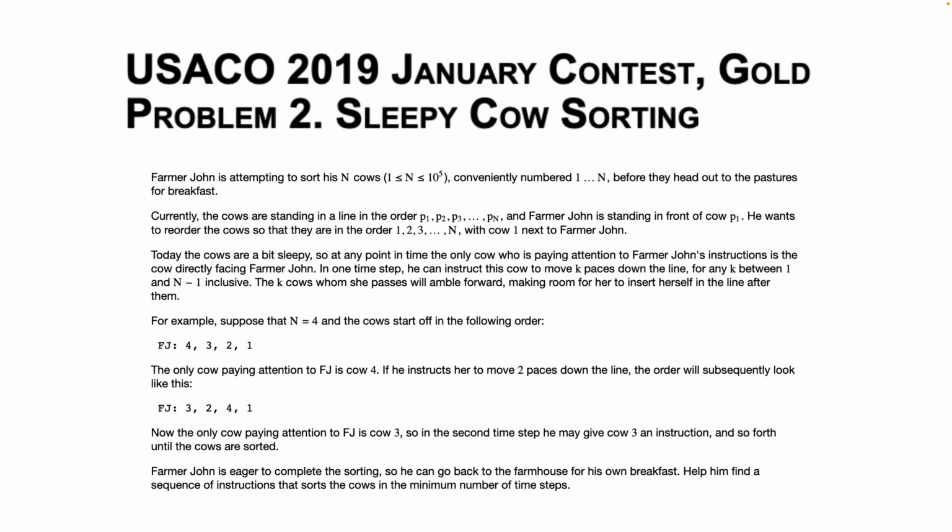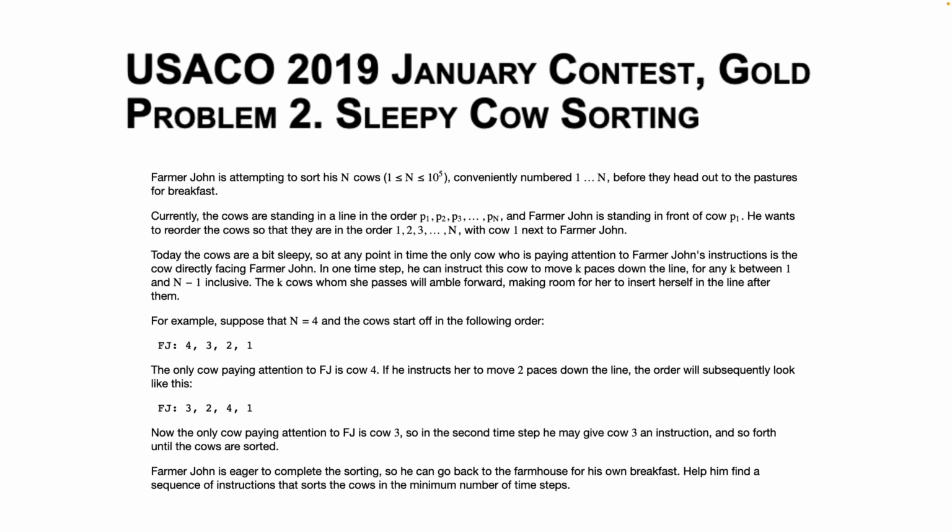For example, suppose that N equals 4 and the cows start off in the following order: 4, 3, 2, and 1. The only cow paying attention to Farmer John is cow number 4. If he instructs her to move 2 paces down the line, the order will subsequently look like this. Now the only cow paying attention to Farmer John is cow number 3, so in the second time step, he may give cow 3 an instruction, and so forth until the cows are sorted. Farmer John is eager to complete the sorting so he can get back to the farmhouse for his own breakfast. Help him find a sequence of instructions that sorts the cows in a minimum number of time steps.